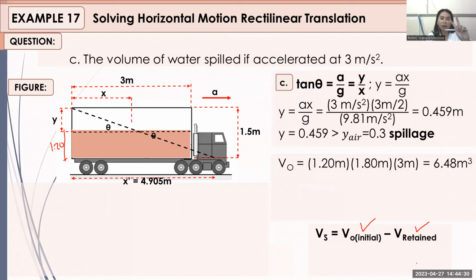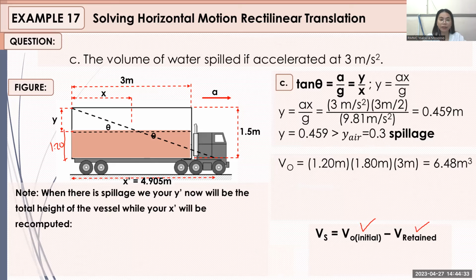Dito sa volume retained, we have two scenarios here. Take note that when there is spillage, kapag may natapon na tayong fluid, we need to consider your y prime as the total height of the vessel and your x prime will be computed. Ma'am, anong ibig sabihin nun? Kanina, kung naalala ninyo, yung sa first example natin, this is 0.9. Tapos, yung y natin is 0.445 only kasi walang spillage doon.